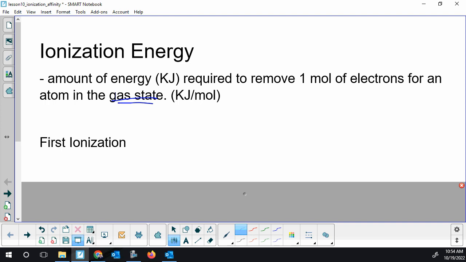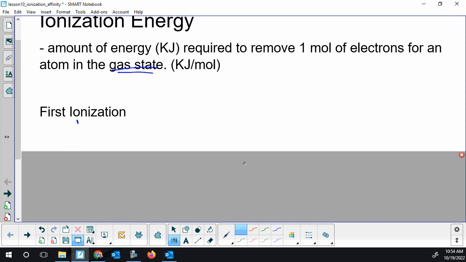So if we look at the first ionization energy, and I'm going to use aluminum. I'm going to write IE1 to represent ionization energy, and it's the first electron, so hence the subscript 1. So what this looks like equation-wise is aluminum, but not in the solid phase. It's been vaporized.